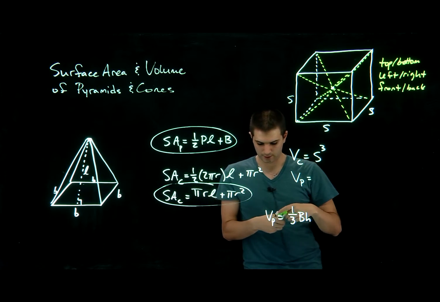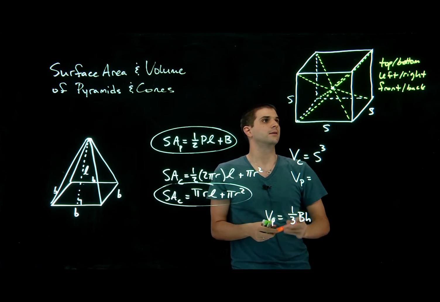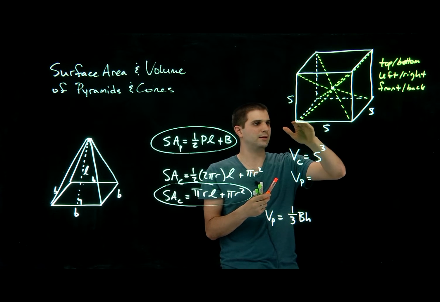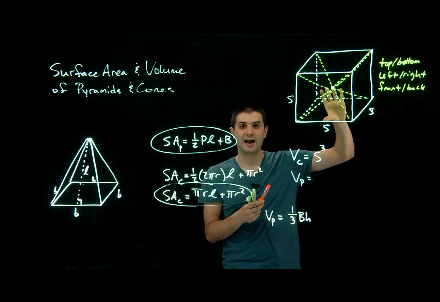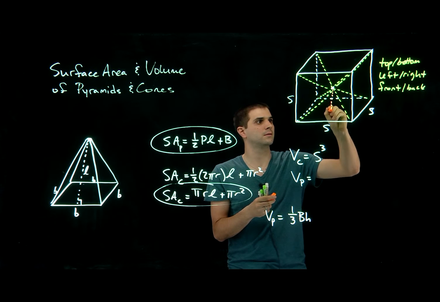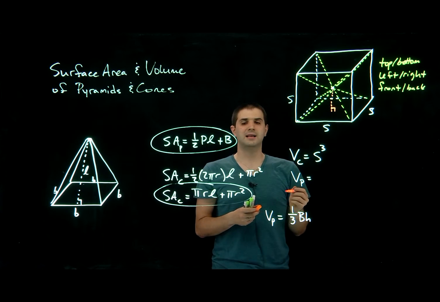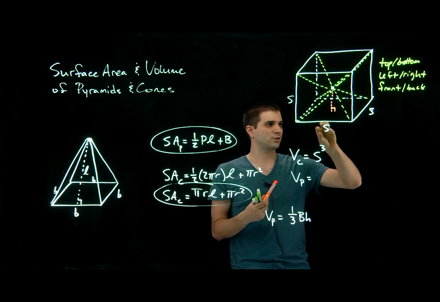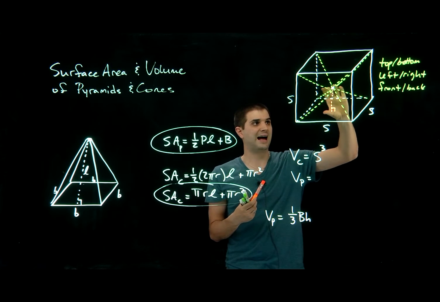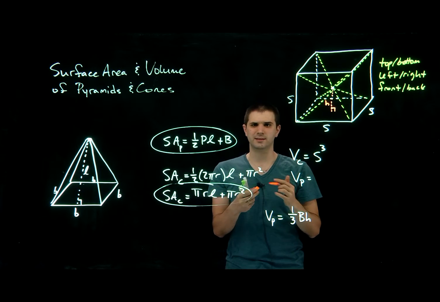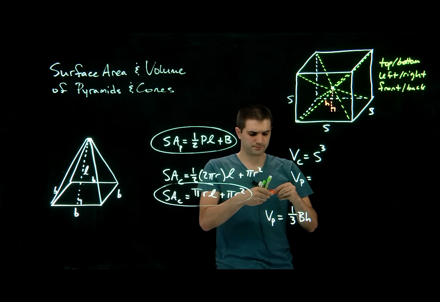Let me draw this in here. I'm guessing it's going to be some combination of length times width times height, the height of the pyramid. So let me draw in the height of the pyramid here. Okay, so I've got the height of the pyramid. We'll call this h. I'm guessing it's going to be some combination of side times side times the height. So I don't know what that something is. I don't know yet, and that's okay.